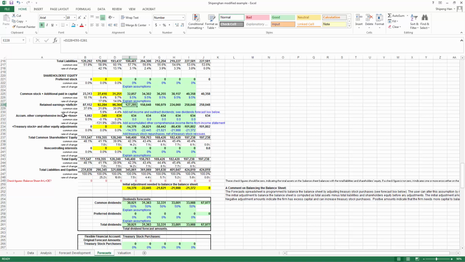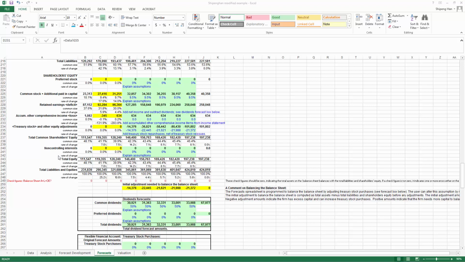Accumulated other comprehensive income. By definition, we know other comprehensive income is unrealized income. And these incomes are from the change of exchange rate, interest rate, right, both negative and positive effects. They can cancel each other. So I just assume the growth rate is 0. Okay, so we keep using the original prior year balance for the next 5 years.